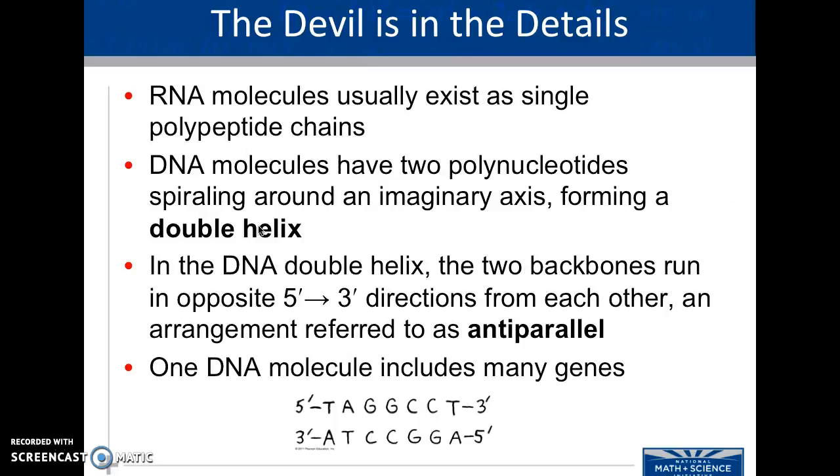RNA molecules usually exist as a single chain, whereas DNA molecules are going to be 2 nucleotide strands that form the double helix. They run anti-parallel, which we will talk more about during genetics, but we need to know that it runs 5 end to 3 end, and they run opposite to each other. We'll talk about what that means. It has more to do with when we are reading the DNA.